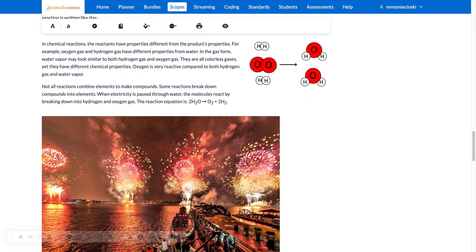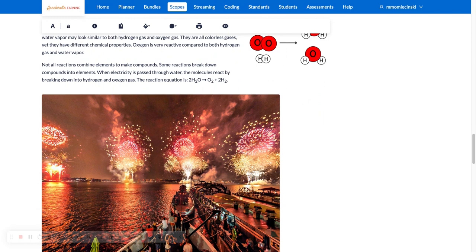In chemical reactions, the reactants have properties different from the products' properties. For example, oxygen gas and hydrogen gas have different properties from water. In the gas form, water vapor may look similar to both hydrogen gas and oxygen gas. They are all colorless gases, yet they have different chemical properties. Oxygen is very reactive compared to both hydrogen gas and water vapor.